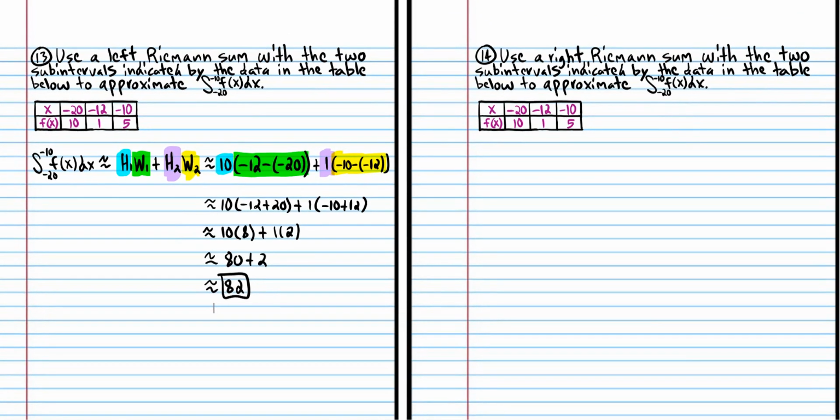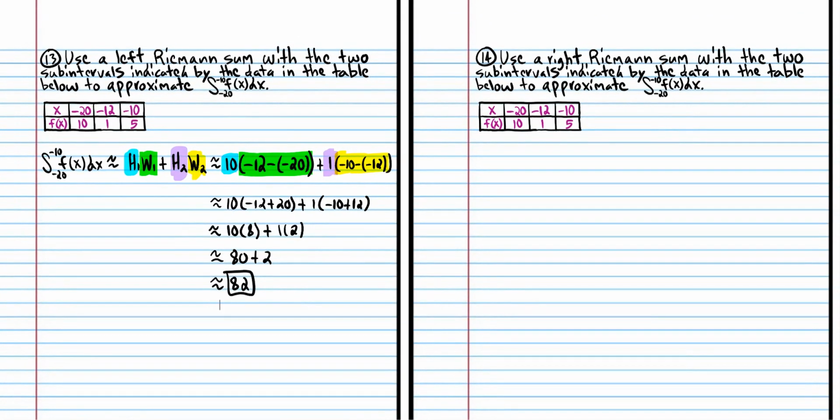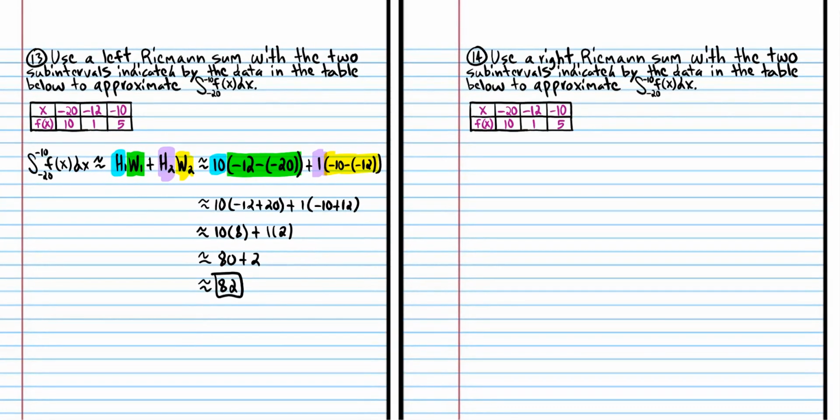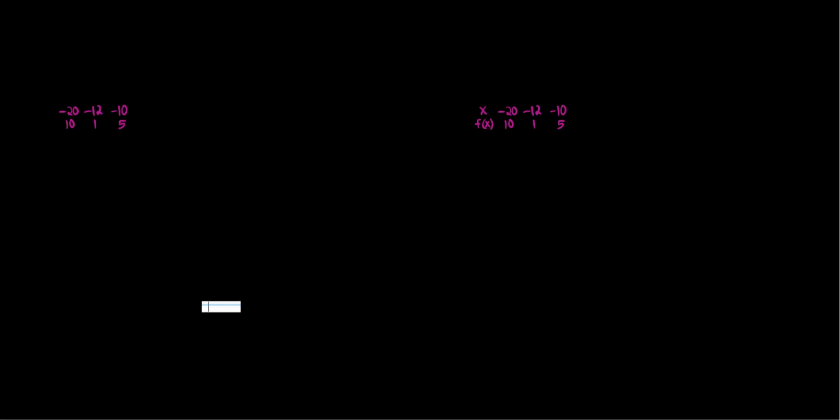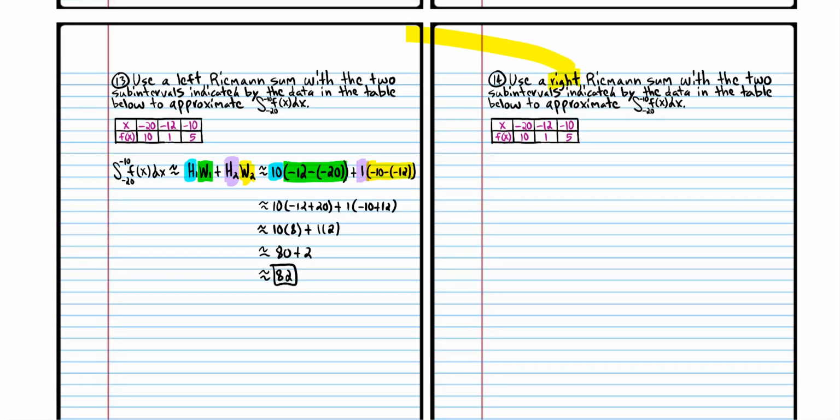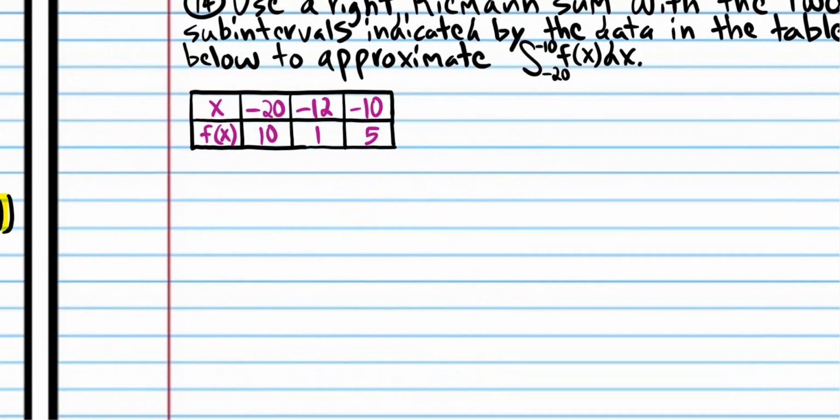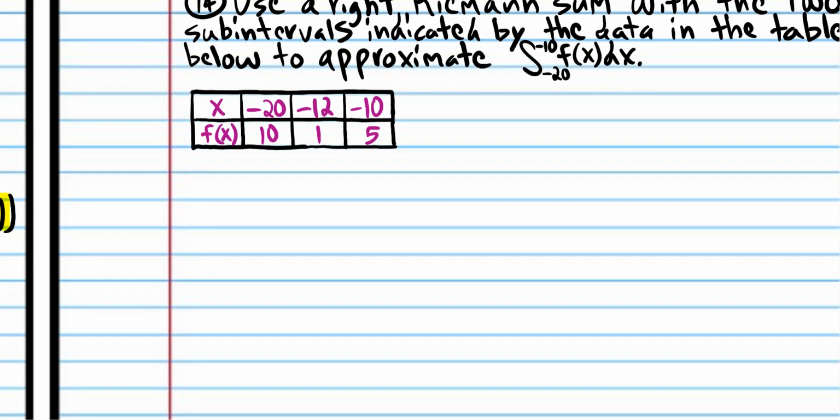So now let's use a right-Riemann sum. Let's do the same thing. We're going to approximate using 2 subintervals, meaning 2 rectangles. And we have the same table, but now we're going to use a right-Riemann sum as opposed to a left-Riemann sum. So all that means is that we're going to start with this number as opposed to starting with this number.